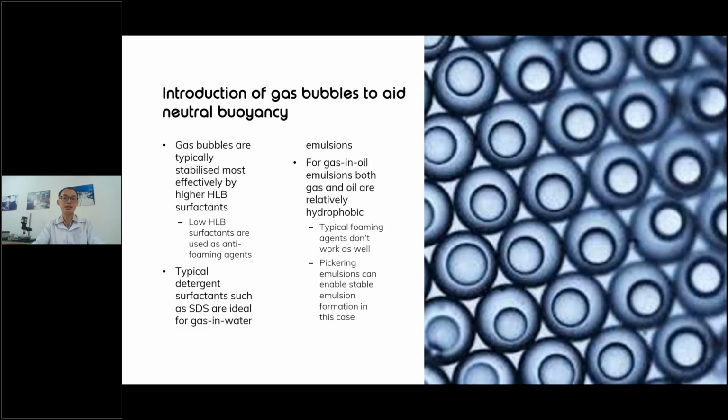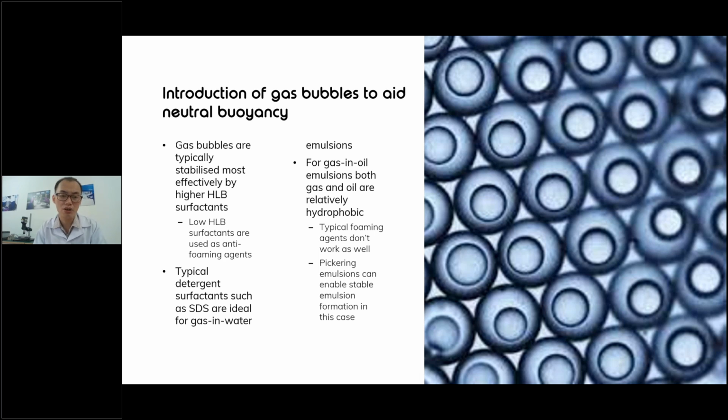So another example is the introduction of a gas bubble to add neutral buoyancy. The gas bubble is typically stabilized most effectively by higher HLB surfactants, so it should be a hydrophilic surfactant. With a low HLB value, hydrophobic surfactants are used as anti-foaming agents. In this case, detergent surfactants such as SDS are ideal for gas in water emulsions.